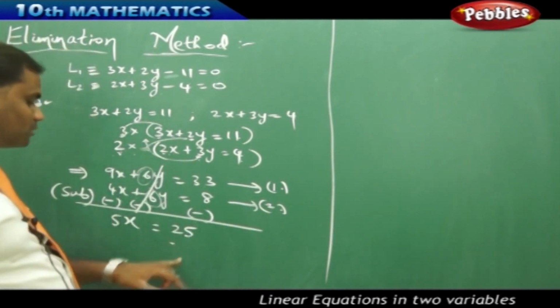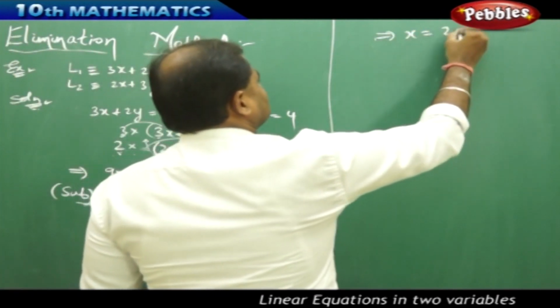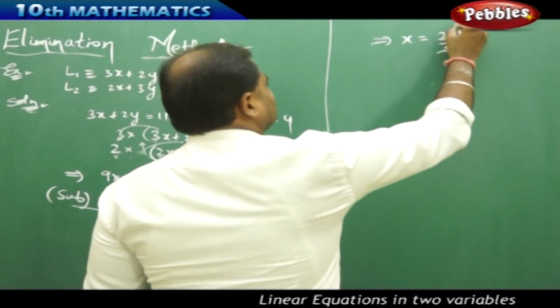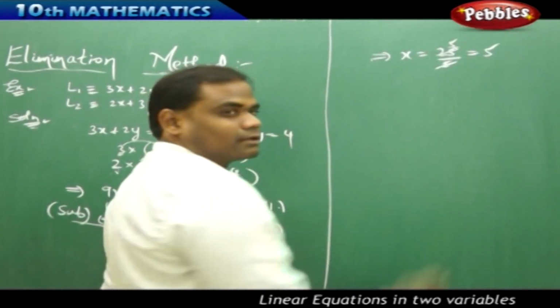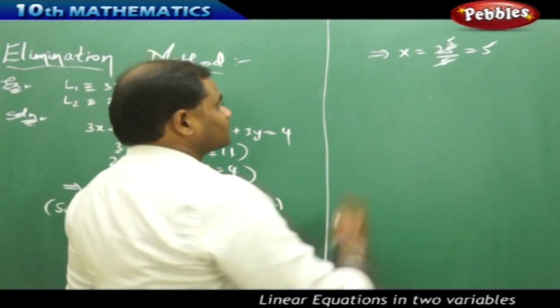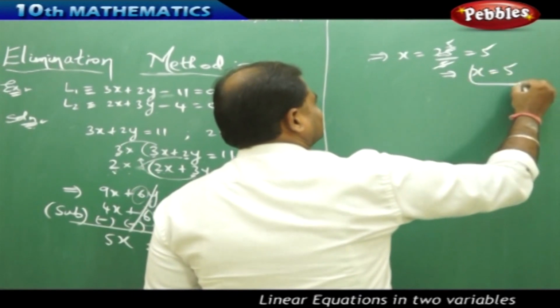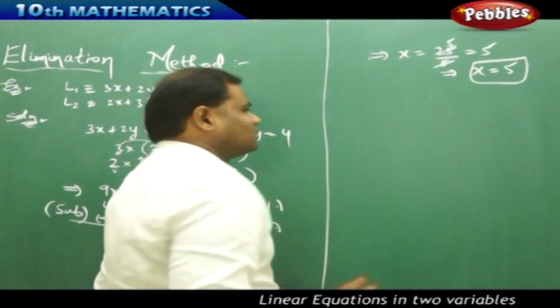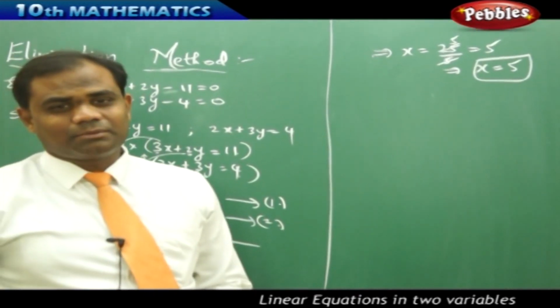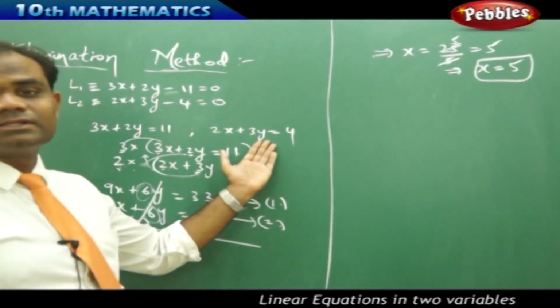Therefore, when I proceed to the next step, 5x equal to 25 implies x is 25 over 5, which is 5. Therefore, the value of x is equal to 5. So that implies my x is 5. Now once I got the value of x, I'm going to find the value of y by substituting in one of the lines, this or this.